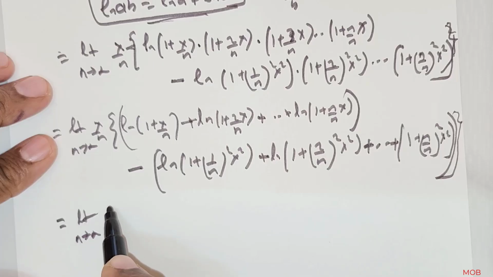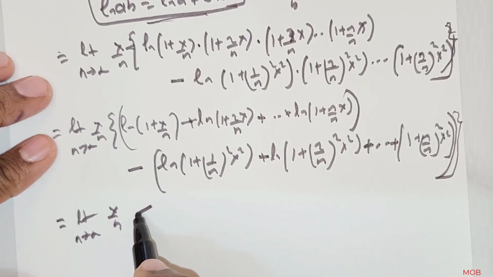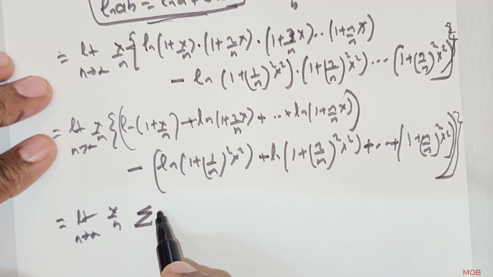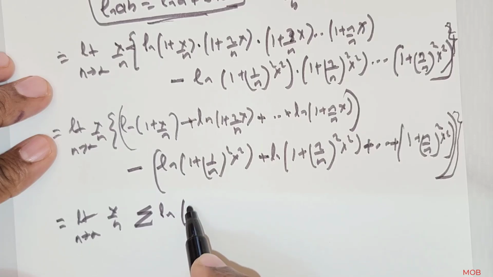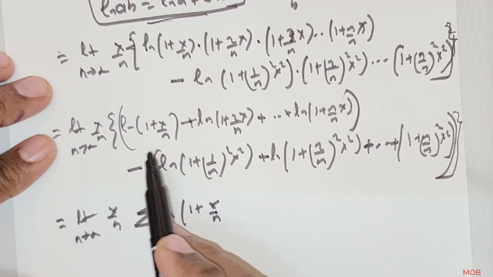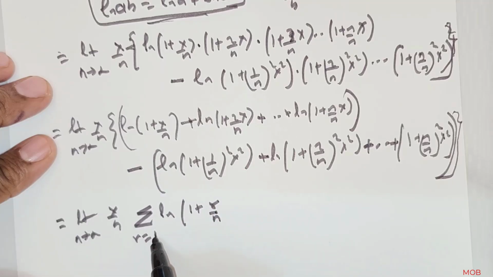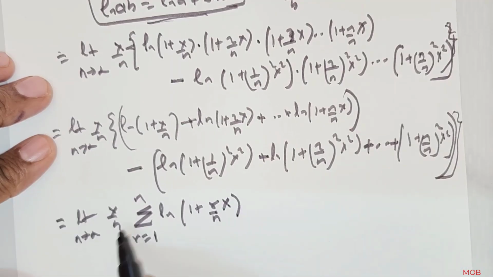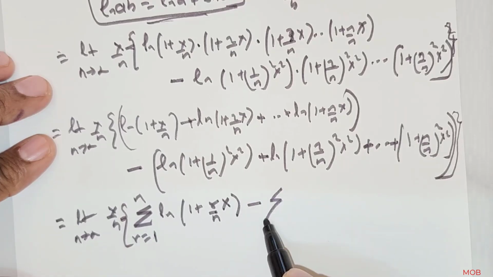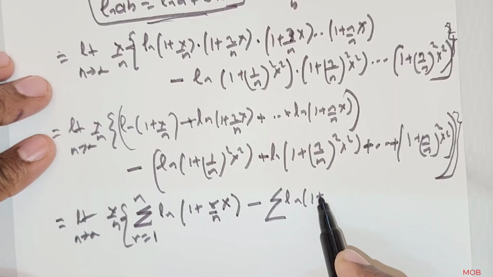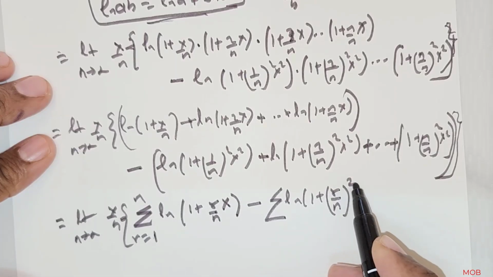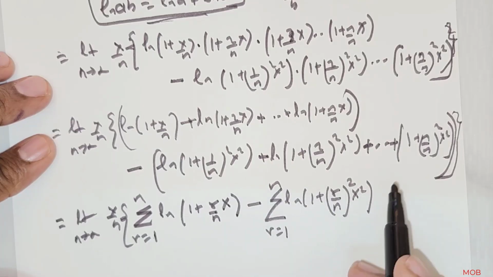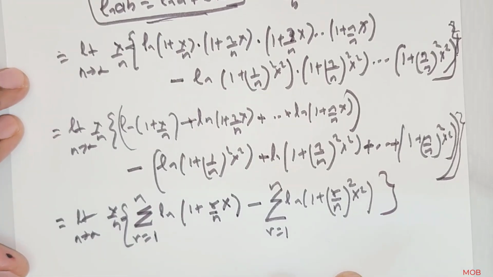So limit n tending to infinity of x over n. I want to write this as sigma. Now this is actually 1 over n, 2 over n, 3 over n. So I'm going to write this as ln of 1 plus r over n, where r is ranging from 1 to n. Okay, fair enough, right? And you have x there, so you place that x, followed by sigma. Similarly, this is going to be ln of (1 + r over n) the whole squared times x squared, r ranging from 1 to n. Okay, so this is what we have got.